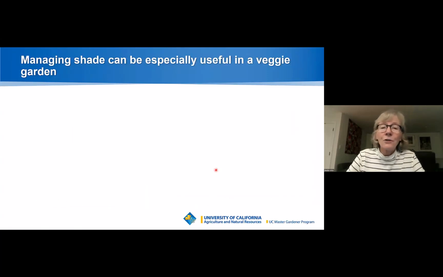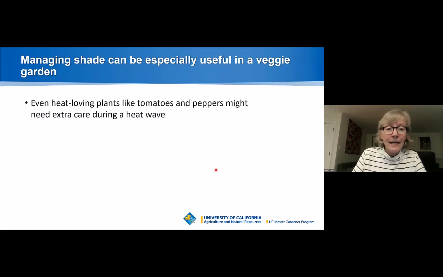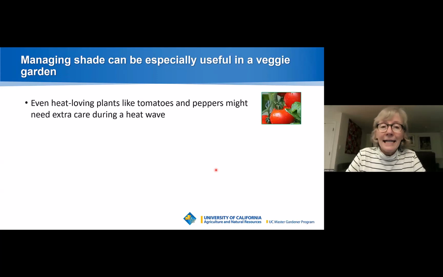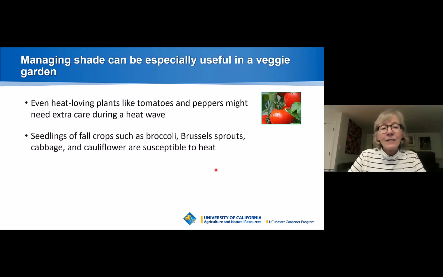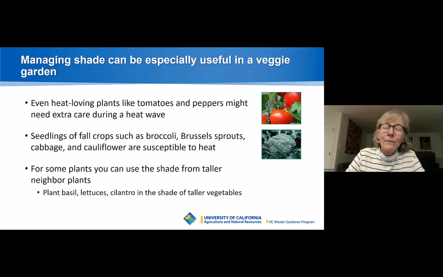Managing shade can also be useful in a veggie garden. Even heat-loving plants like tomatoes and peppers might need extra care during a heat wave, and seedlings of fall crops, broccoli, Brussels sprouts, cabbage, and cauliflower, are also susceptible to heat because we plant them at the end of summer and early fall when there's still quite a bit of heat and intense sunlight. And there are plants that will benefit from the shade from a neighbor plant.